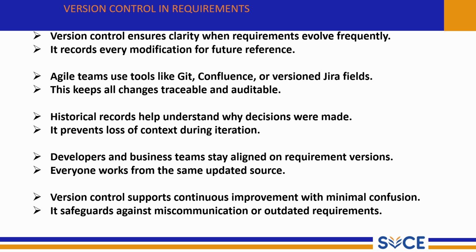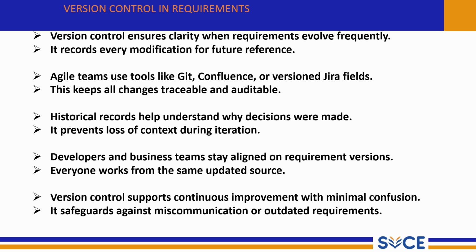Agile teams use tools like Git, Confluence, and the Jira version field. To manage the requirement versions, teams use tools like Git for code, Confluence for documentation, and Jira for backlog items. These tools help track changes in a structured way, making collaboration easier. This keeps all changes traceable and auditable.